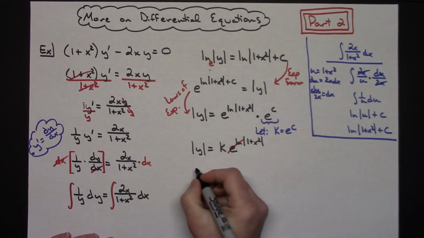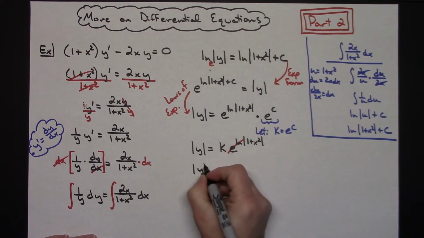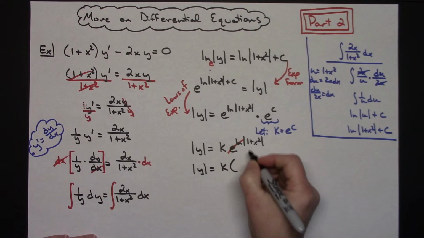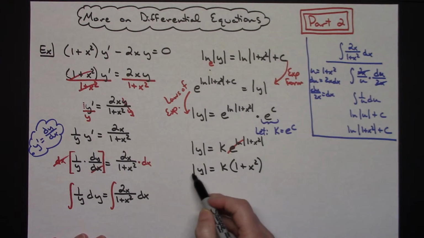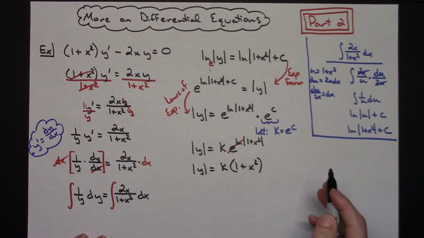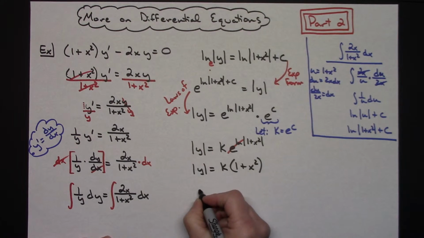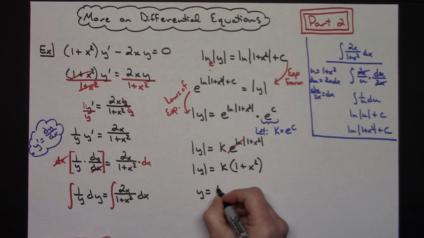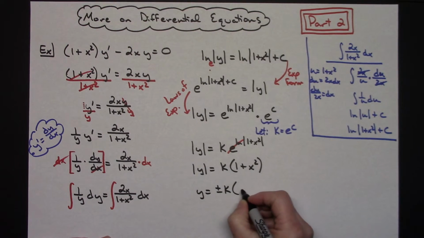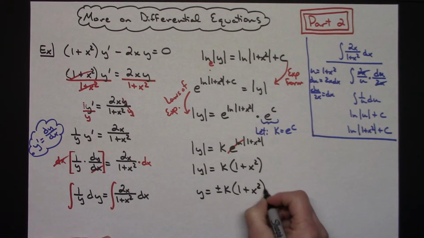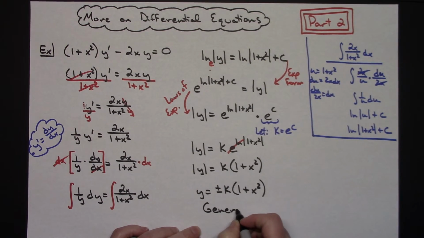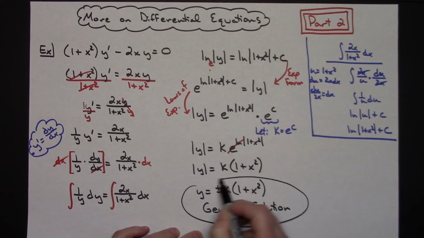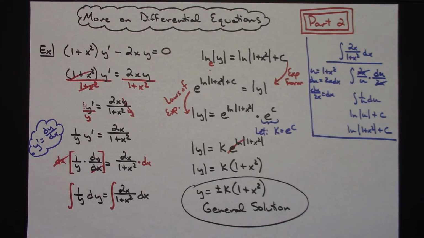So I can simplify this down to absolute value of y equals k times the quantity of 1 plus x squared. I need to solve for y. That's an absolute value, so I'm going to get rid of the absolute value bars and do a plus or minus. So then I've got y equals plus or minus k times the quantity 1 plus x squared. So all of that, and I am now finally down to my general solution. Like I said, these are building in difficulty level.